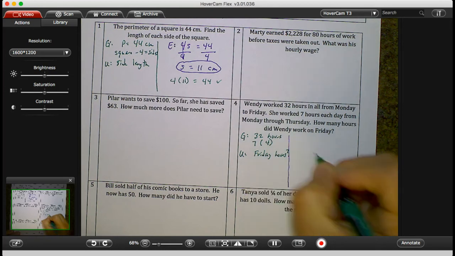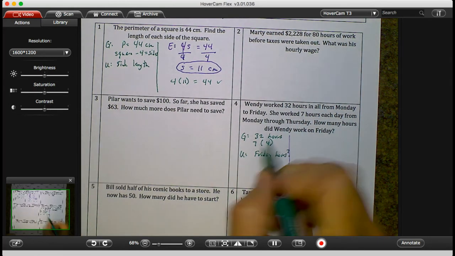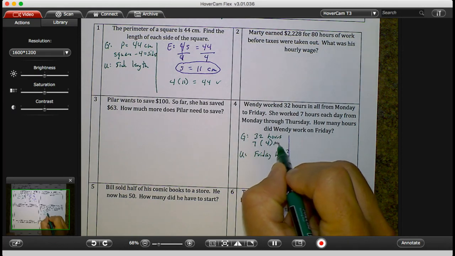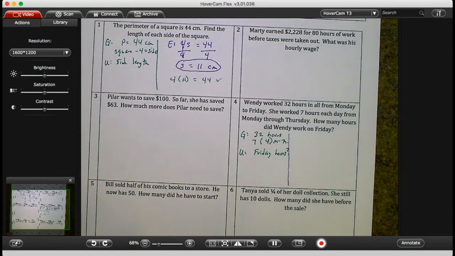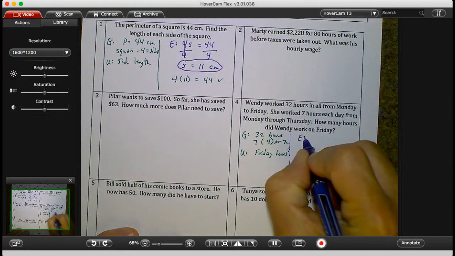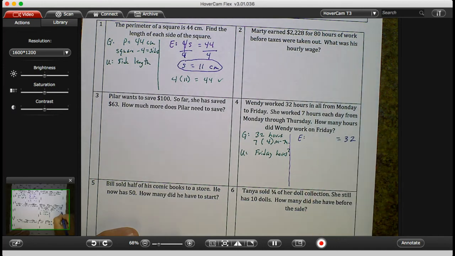Put a question mark there. So with our given information of she worked a total of 32 hours, and then she worked 7 hours, 4 days a week, Monday through Thursday, we can set up our equation, right? So the equation that we would set up is, if she worked a total of 32 hours, I want to put equals 32.